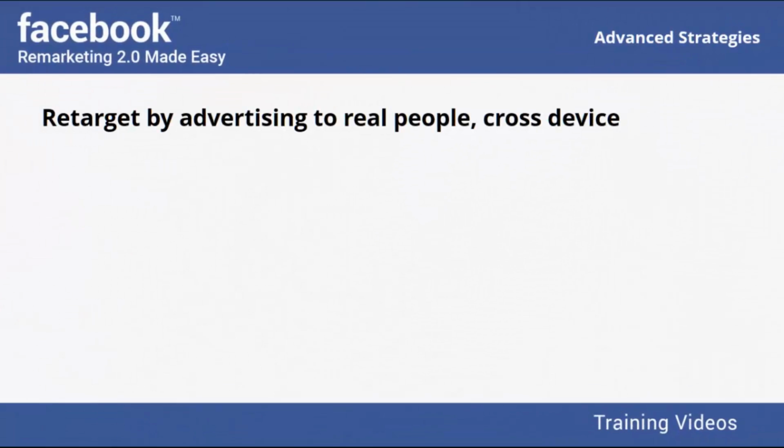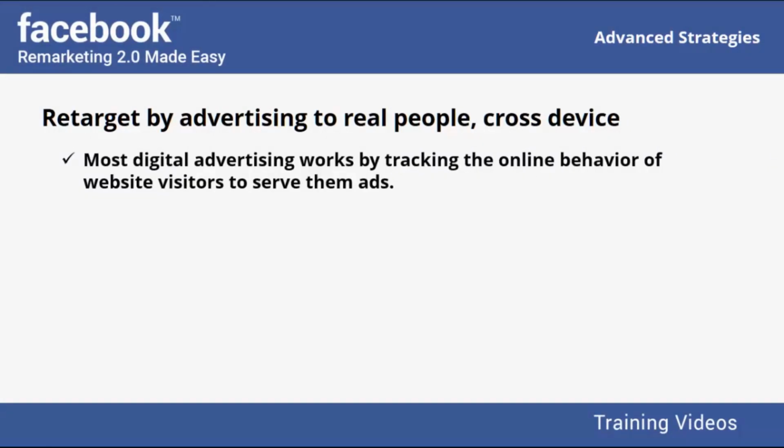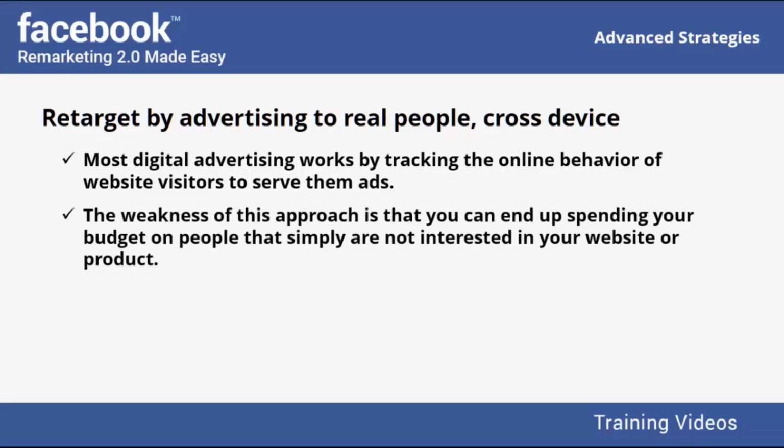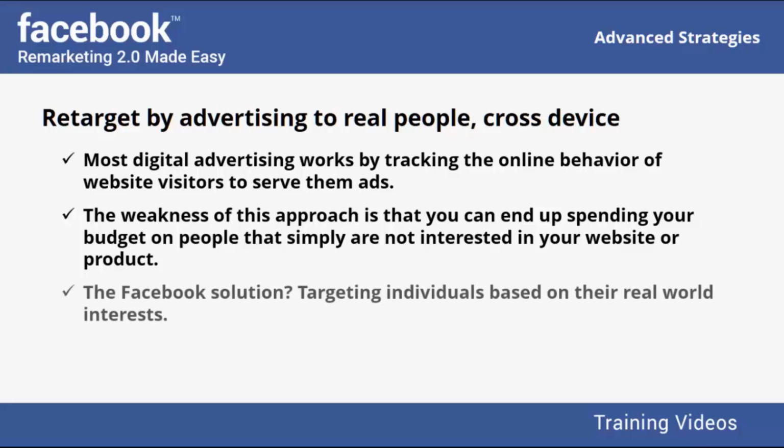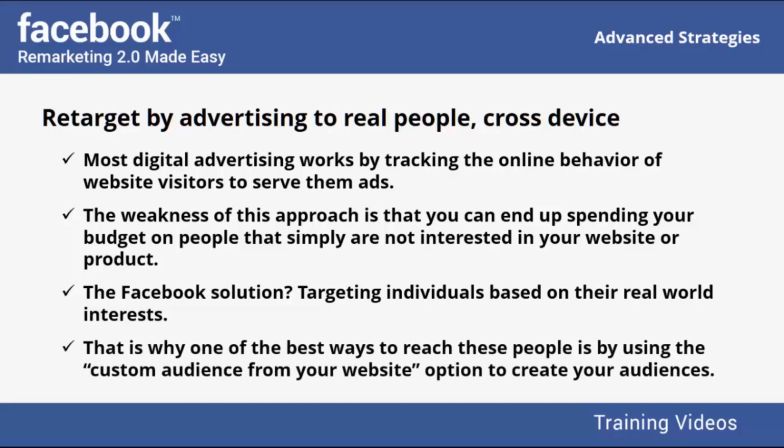Retarget by advertising to real people, cross-device. Most digital advertising works by tracking the online behavior of website visitors to serve them ads. The weakness of this approach is that you can end up spending your budget on people that simply are not interested in your website or product, just because they got there by accident or because they visited a similar site with similar products once. The Facebook solution? Targeting individuals based on their real-world interests. That is why one of the best ways to reach these people is by using the custom audience from your website option to create your audiences. This will allow you to control how to target your audience based on the actions that people have taken on your website, like adding a product to a cart.